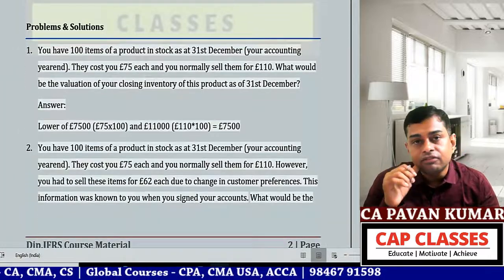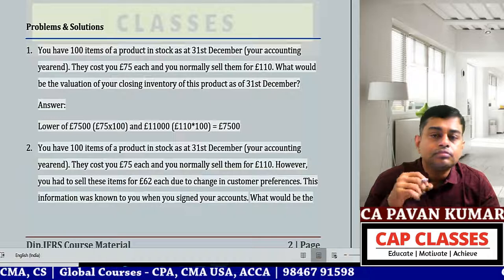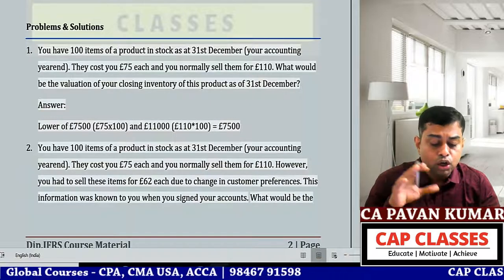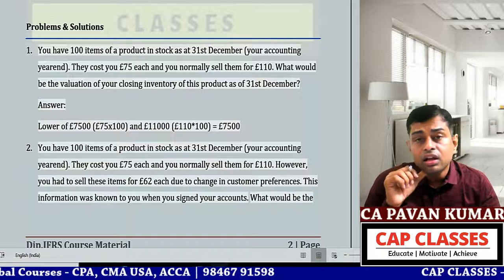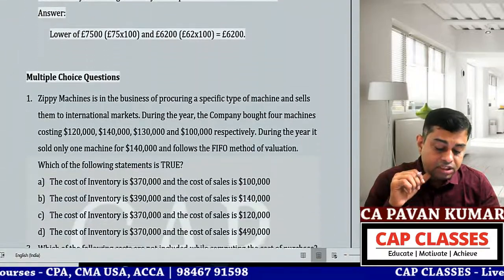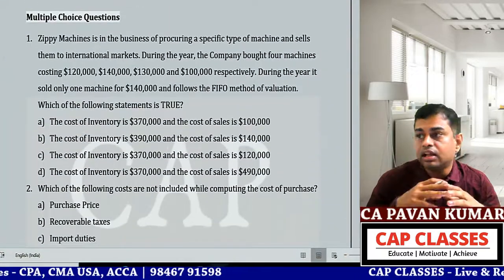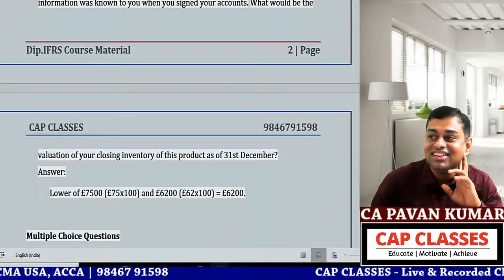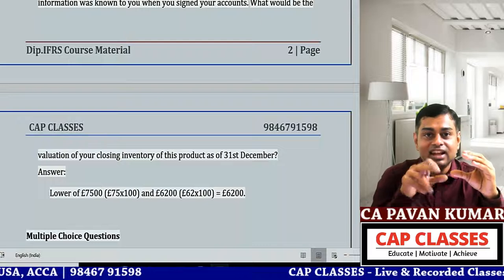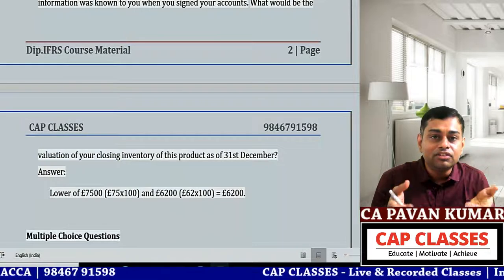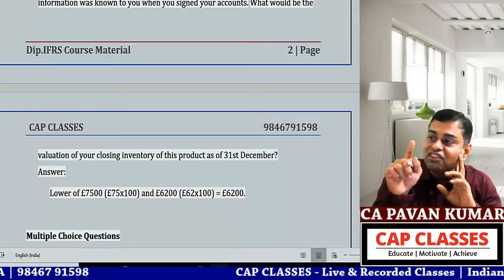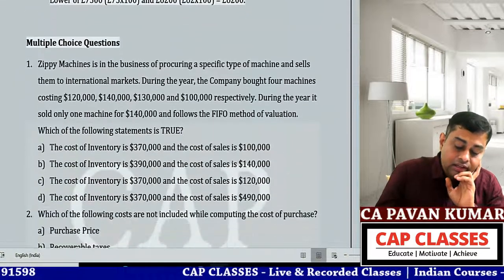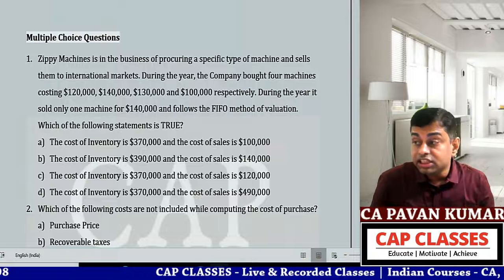Problems and solutions. Already these problems I have explained in examples. Cost, NRV, whichever is lower, how to calculate. So there are two problems and solutions which I already told you. And then there are MCQs. Ta-da! In those examples too, if you look at the answer, it is a single line answer. Cost A, NRV B, whichever is lower, C. They have written it in one single sentence. You understand? Then there are 20 multiple choice questions I have given.